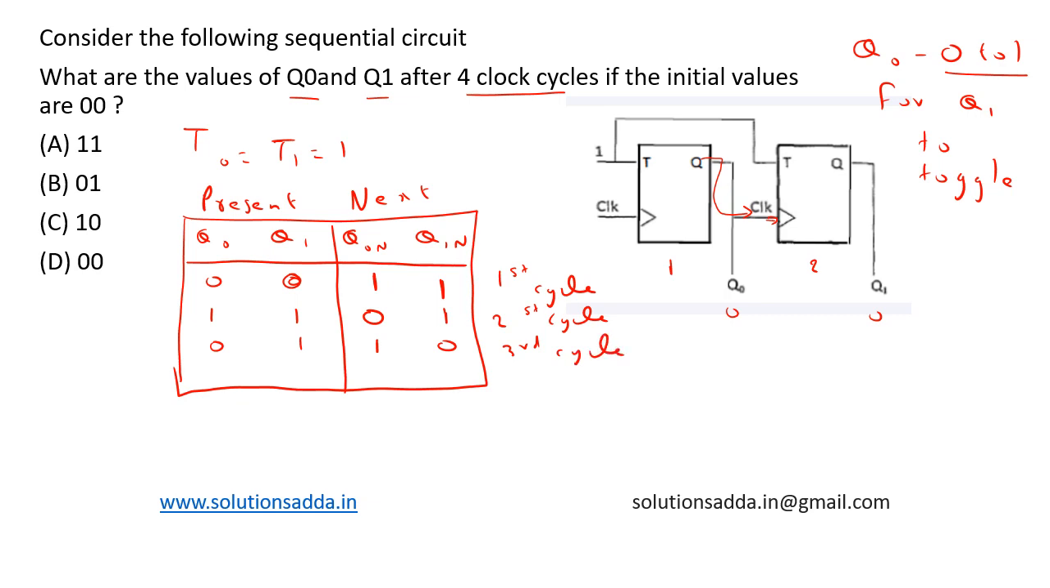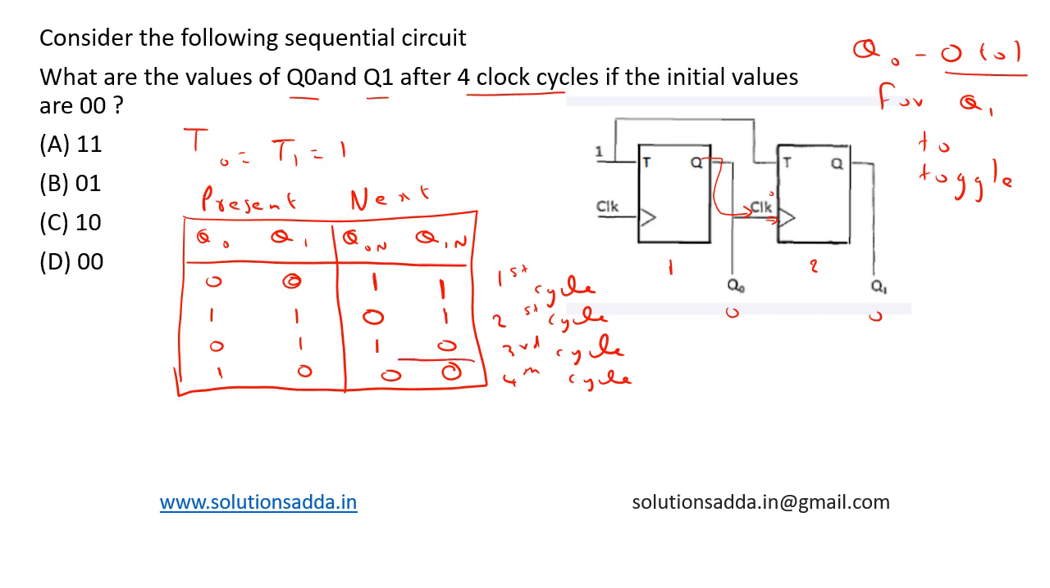And in the last cycle, that is the fourth cycle, the next will become the present. It will become 1, 0, and it will toggle from 1 to 0. And since it is toggling from 1 to 0, the clock will be 0, so this won't get activated. So the previous output will be retained.